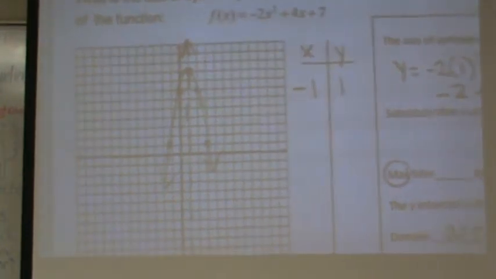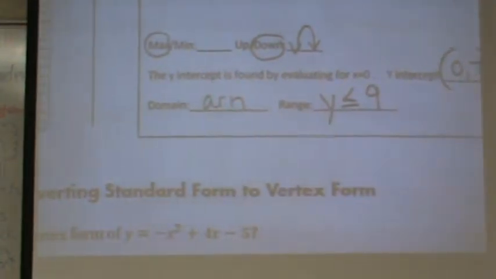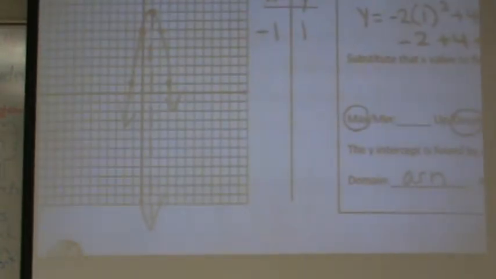We didn't do the range. What's the range? y is less than or equal to what? Good job. Now, why isn't it greater than or equal to 9? It's going down. All the y values are below 9, okay?